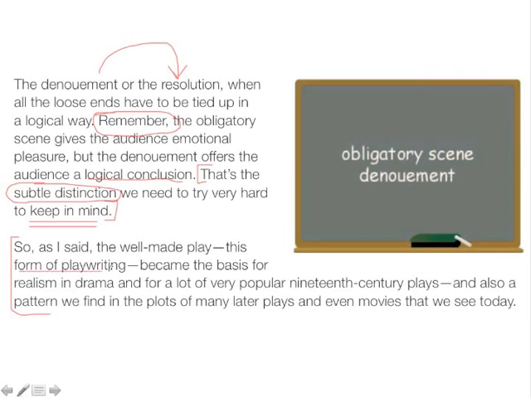The well-made play, this form of playwriting, it became the basis for drama and other plays, and a pattern we see today. Now, I really want you to think about the conclusion, because the conclusion is what's really going to connect to the very first question. Question 20 was asking about the main idea. Well, in this way, this main idea is actually kind of fresh in our minds, because it actually is restated in the conclusion. That's pretty helpful.